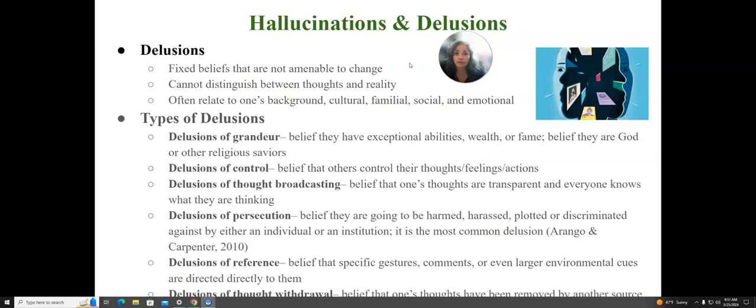Or delusions of thought withdrawal, where they feel like someone may have actually removed their memories, erased their memories. Sometimes they might feel like maybe they've been taken or kidnapped by aliens and they erased their memories type thing.